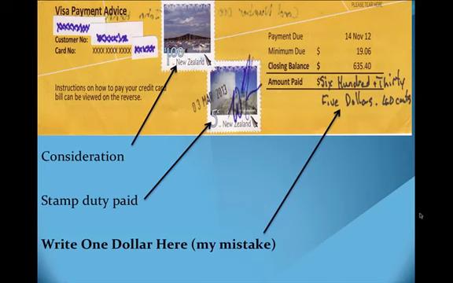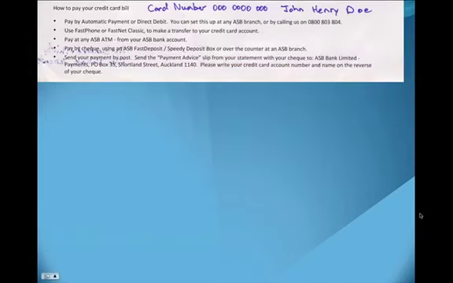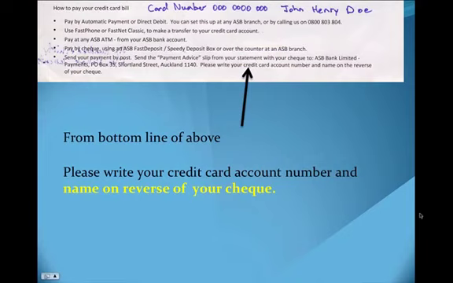Now, we saw before, from the bottom line above, please write your credit card account number and name on reverse of your check. So this is the reverse of the check. So up the top there, we've written our credit card number, and we've written John Henry Doe. Okay, all the payment instructions are there. We've just never bothered to read them correctly. So now it says, please write your credit card account number and name on reverse of your check. So we've done that. So that takes care of the check.